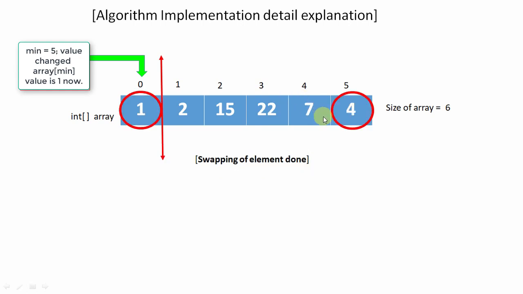Okay, so you can see that swapping is done. 1 is here, 4 is here. So we got our first sorted element, the smallest element among all these elements. Okay, now the loop will execute and we will again repeat the same process for the other elements as well. Let me show you how it will go. Now see this.